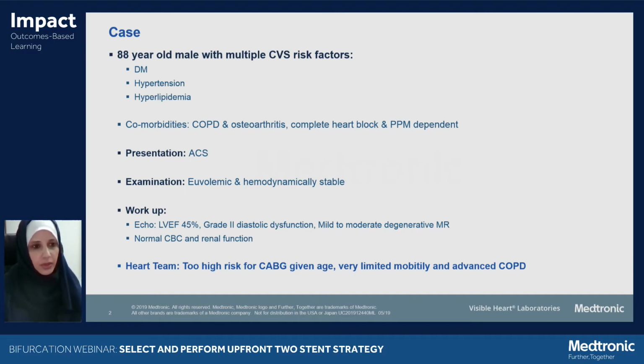And I think if we look at the body of evidence that we have, the Syntax trial and so on, the Excel trial, this particular age group was actually not really investigated, and so it's not applicable to them. And that allows us to focus on the procedure itself and the technique itself.